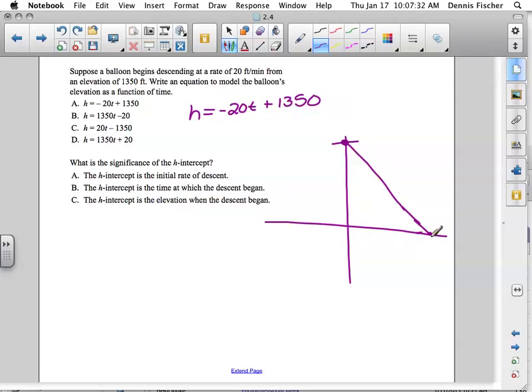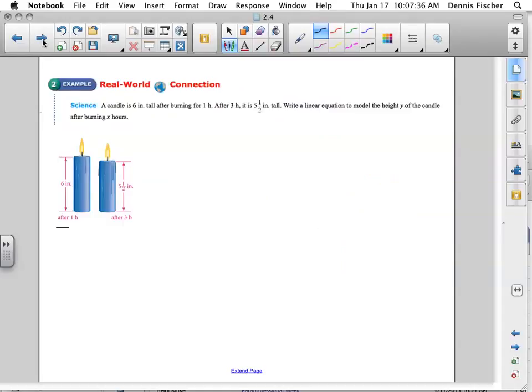Okay, how about this one? A candle is 6 inches tall after burning 1 hour. After 3 hours, it's 5.5 inches tall. Write a linear equation to model the height, y, of the candle after burning x hours. Write a linear equation.